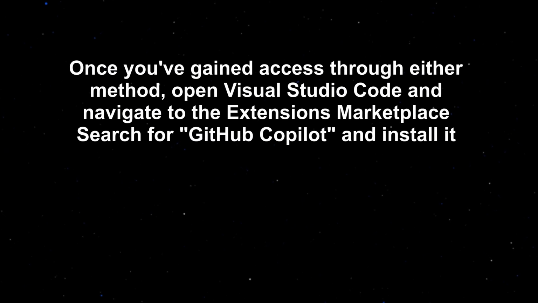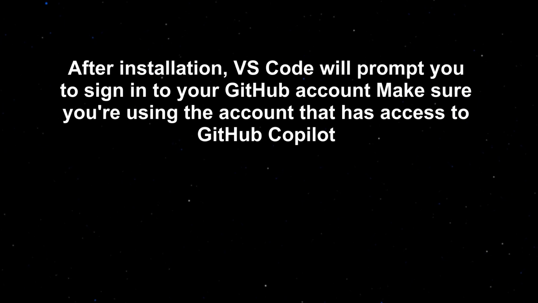Once you've gained access through either method, open Visual Studio Code and navigate to the Extensions Marketplace. Search for GitHub Copilot and install it. After installation, VS Code will prompt you to sign into your GitHub account. Make sure you're using the account that has access to GitHub Copilot.